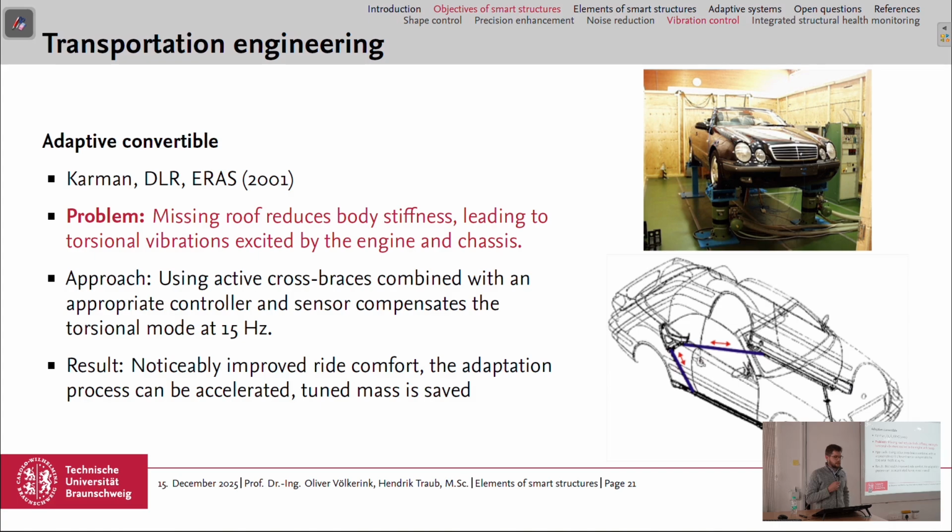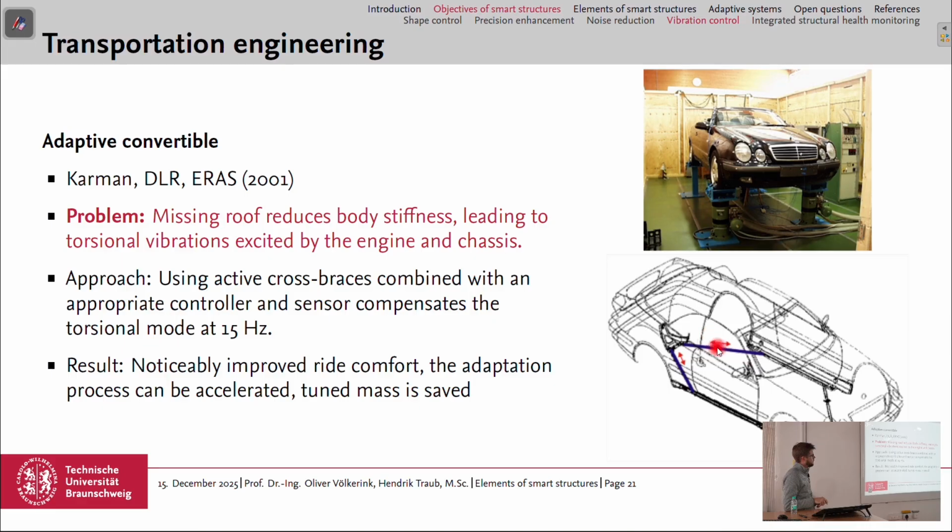And you could stiffen the car body underneath and add mass and structure. But here the idea was to use again active cross braces with a controller and also a sensor. You always need these: a sensor, actuator, controller, and energy supply.